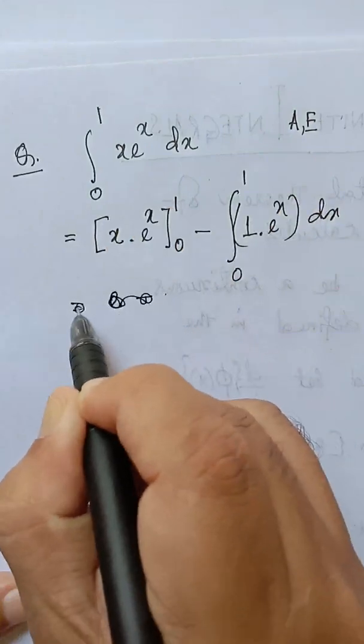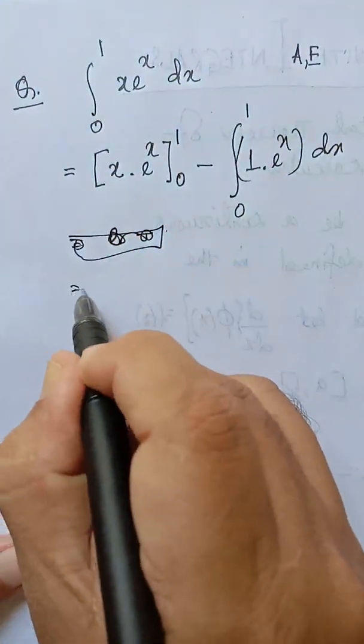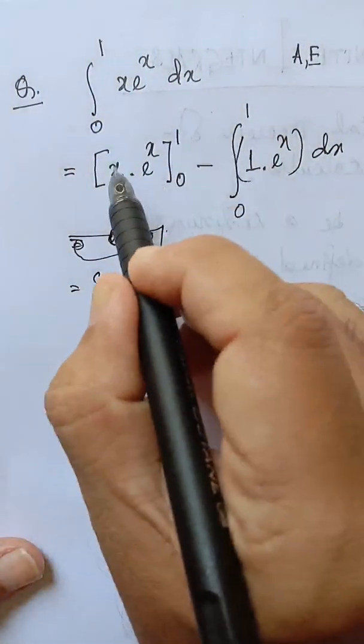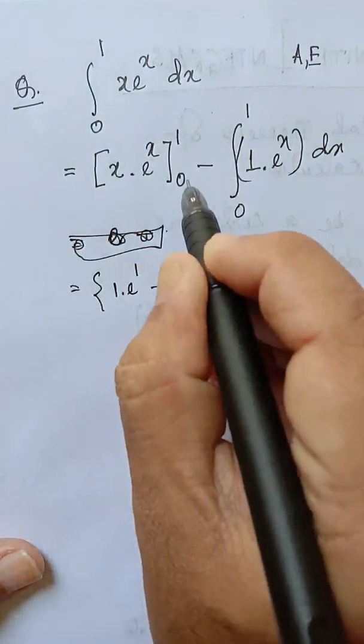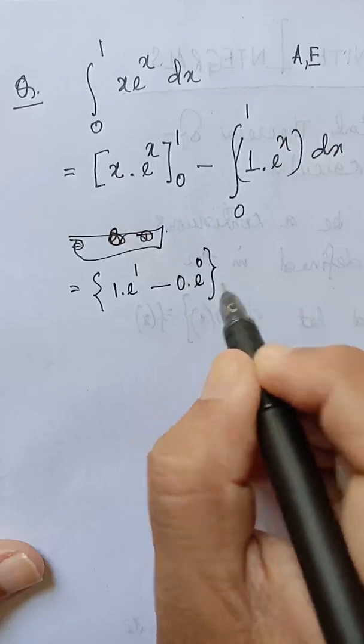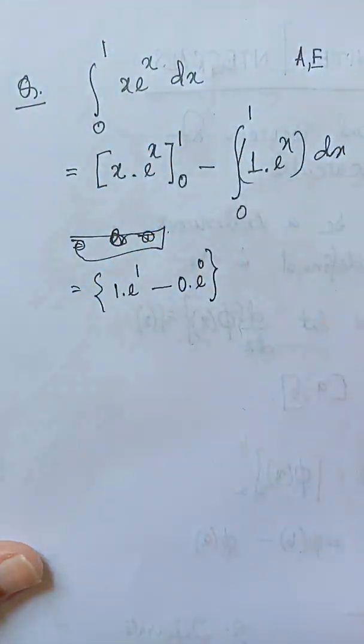Okay, let me write one by one. First we will put x equal to 1. So it will become 1 into e to the power 1. We will put x equal to 1 first, minus, we will put x equal to 0. So it will be 0 into e to the power 0. This way. First we have to put x equal to 1 minus, we have to put x equal to 0.